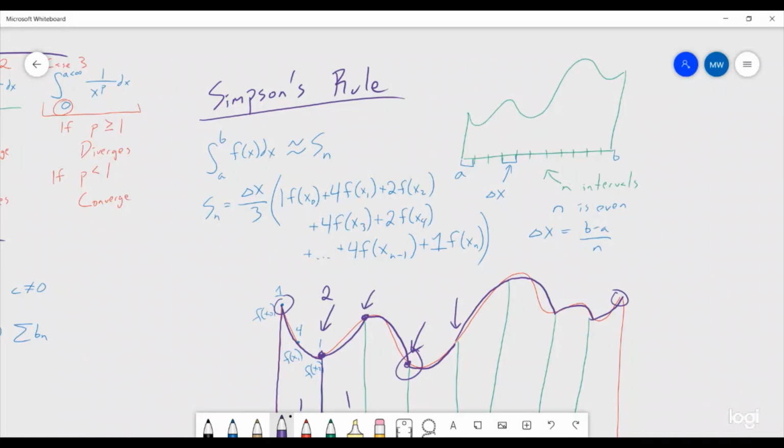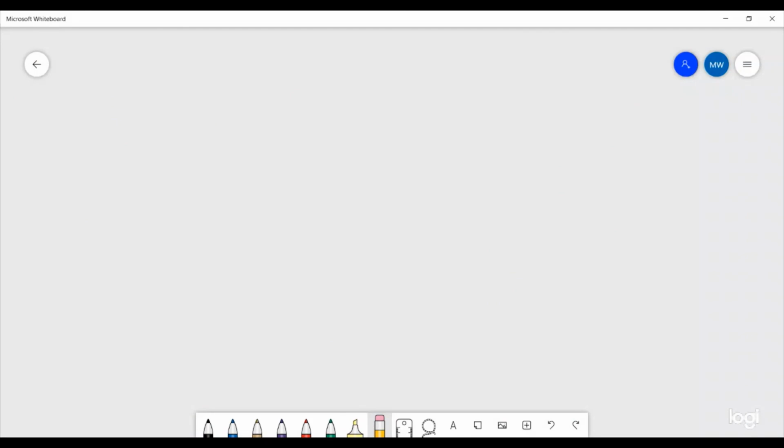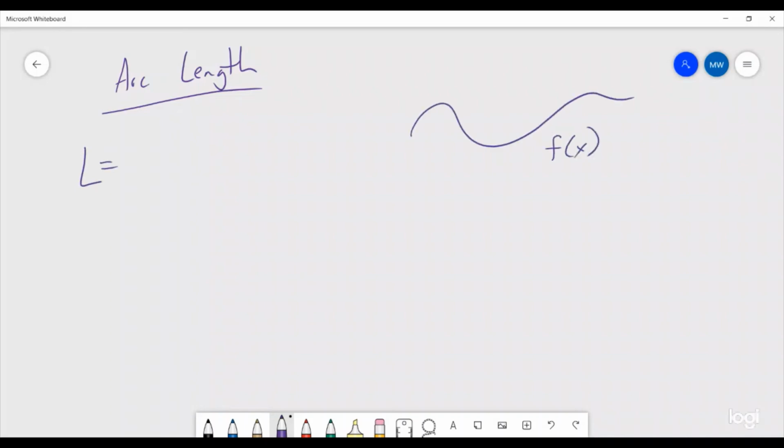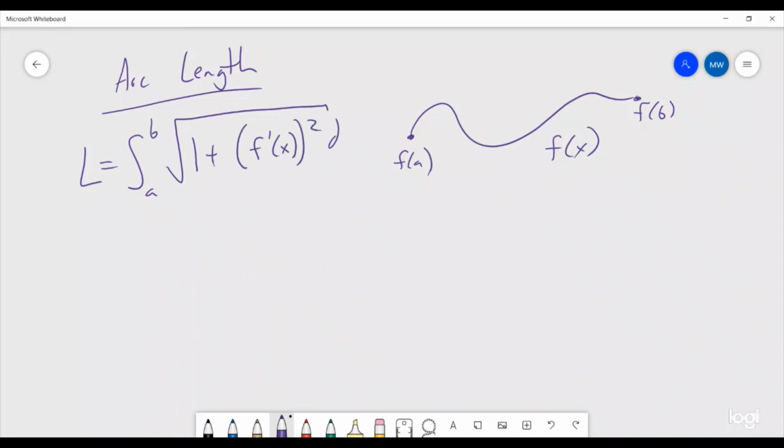Let's talk about some surface areas and arc lengths, because those are fun as well. So let's start with arc length. The arc length formula, the length of a curve f of x from f of a to f of b, our two endpoints. Arc length is going to be the integral from a to b of the square root of 1 plus f prime of x squared dx.